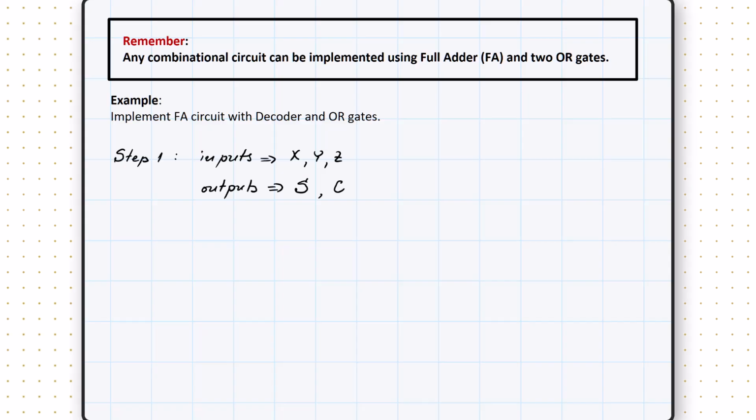The next step will be to figure out the number of minterms, and we're using the formula which is 2 to the power of n. N is the number of inputs. Because we have 3 inputs in here, 2 to n is going to be 2 to 3, so we are going to have 8 minterms.